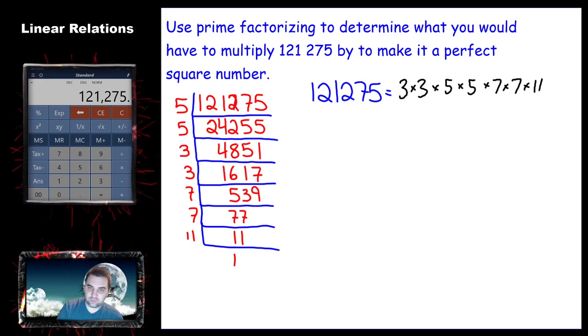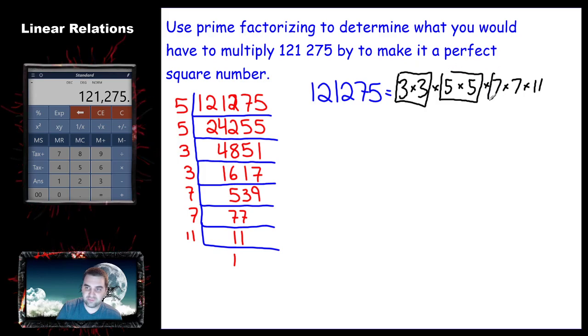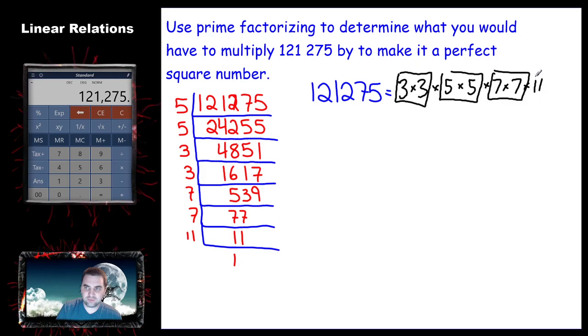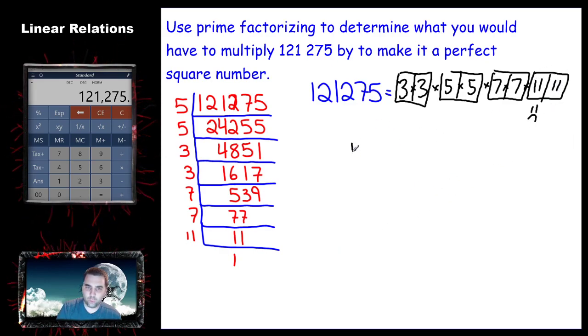All right, so remember what I said about making a square. I need to have pairs. So I have my 3's paired, I have my 5 paired, I have my 7's paired, but my 11 here is just on all by itself. It's lonesome there. So the question is asking, what do I multiply this number by to make it a perfect square? Well, if the 11's all by itself, then we should put another 11 there. Give it a partner.